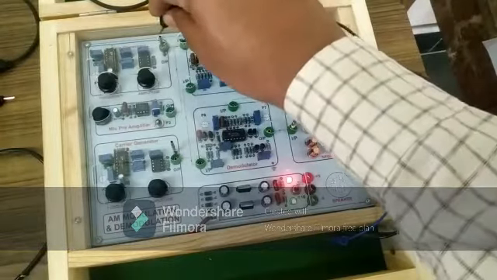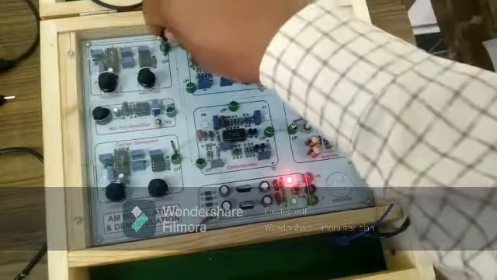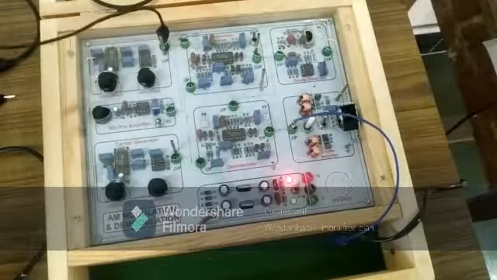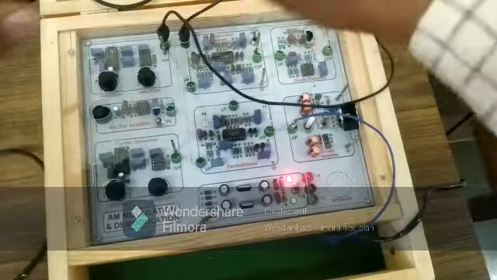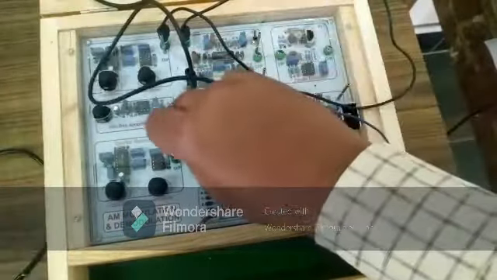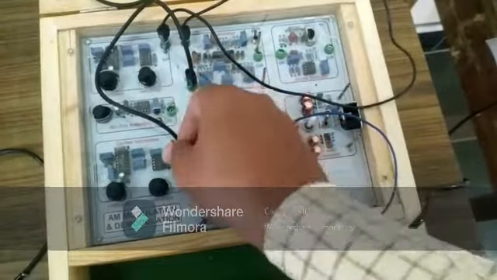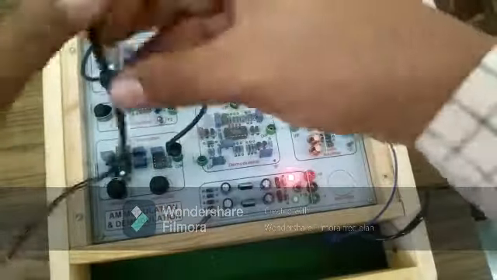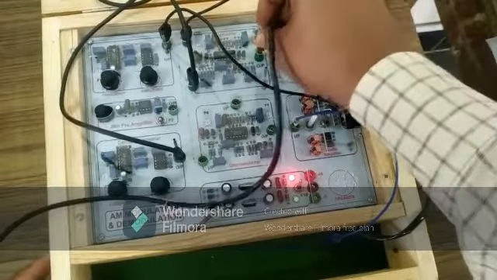Output of the sine generator block generates the modulating signal. Now we'll apply this to the balance modulator. Another input to this balance modulator is the carrier signal. Now we'll connect the output of the carrier generator block to the input of the balance modulator. And the output of the balance modulator, we have to check this.